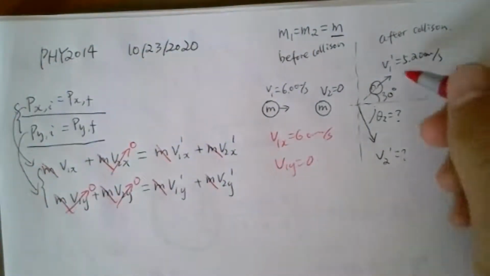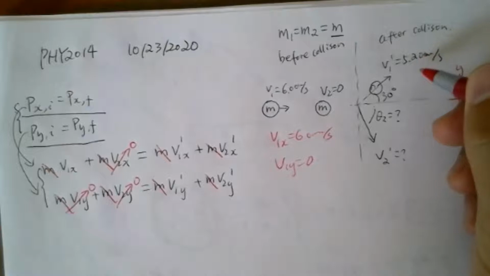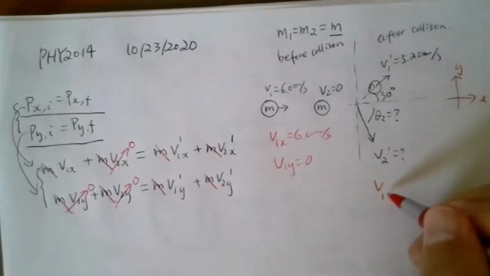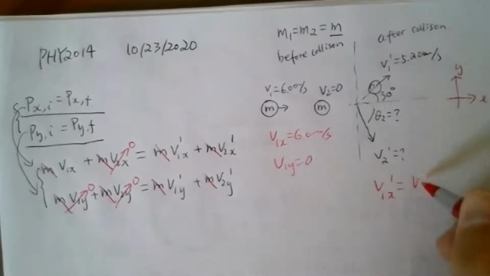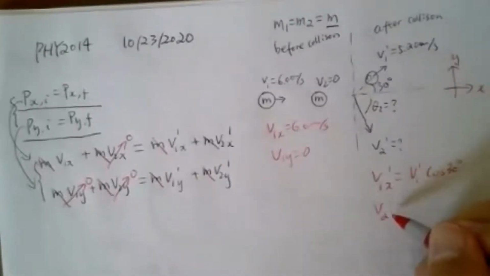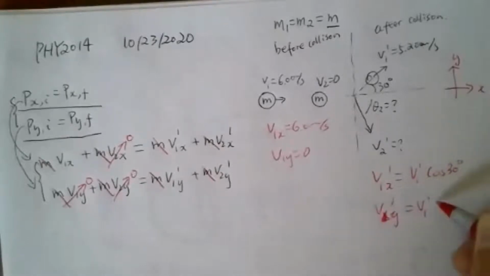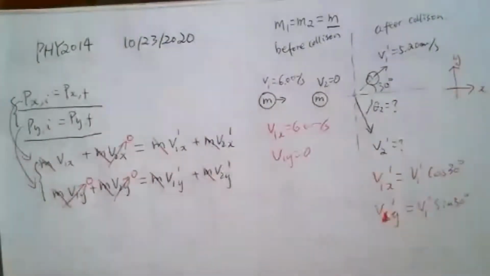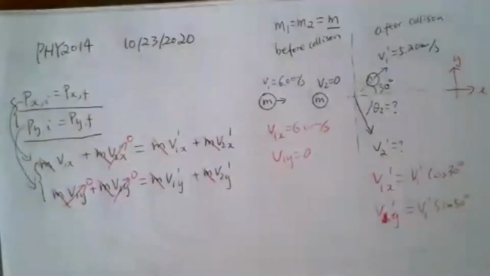It tells you v1 prime is 5.2 and it has an angle of 30 degrees with the x direction. So v1x prime should be v1 prime cosine of 30, and v1y prime should be v1 prime sine of 30 degrees. These are a few knowns we already have. It's now asking what would be v2 prime, the magnitude, and then the angle theta.